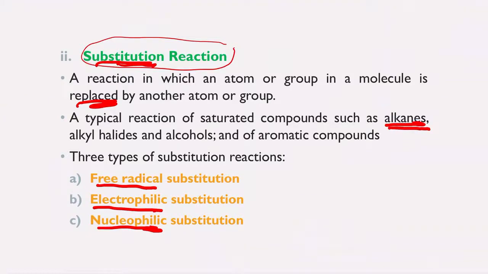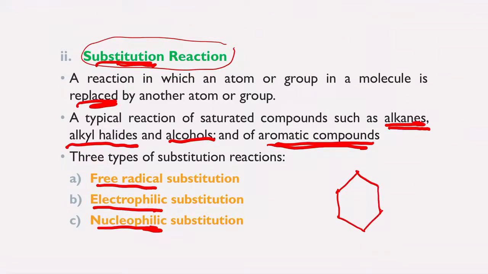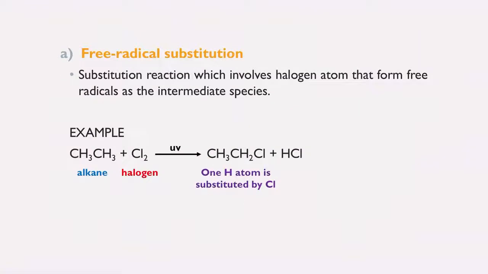Okay, saturate maksudnya dia dah ada 4 single bond. Alkyl halides pun ada 4 single bond. Alcohol pun ada 4 single bond. And aromatic compound, ini ada 4 single bond ke? Tak. Tapi specialnya aromatic compound ni, dia akan preserve dia punya shape. So dia sangat stable. So it will not undergo addition, but it will only undergo substitution reaction.